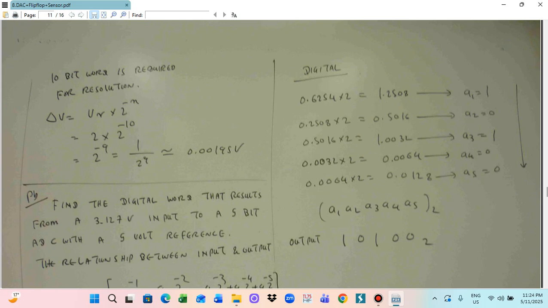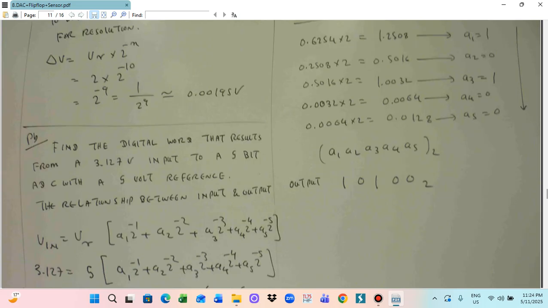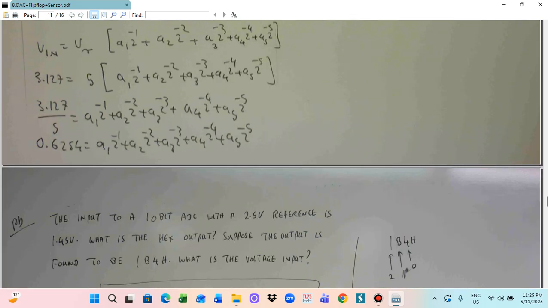So we write down the equation A1, A2, A3, A4, A5 base 2. A1 is 1, A2 is 0, A3 is 1, A4 is 0, and A5 is 0. Therefore, the output digital Y is 10100 base 2.